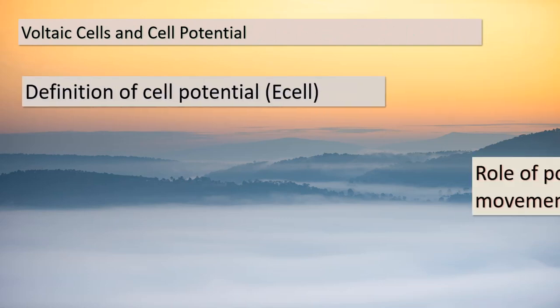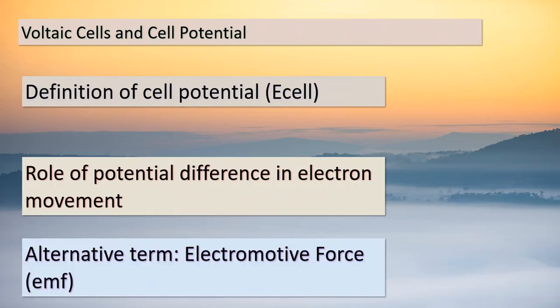Welcome back, dear students. Today, we're delving into the intriguing realm of voltaic cells and exploring the concept of cell potential. Cell potential, denoted as E-cell, is a critical term that we encounter in the world of electrochemistry. It's the potential difference between the two electrodes within a voltaic cell. Think of it as the driving force that propels electrons through the external circuit.